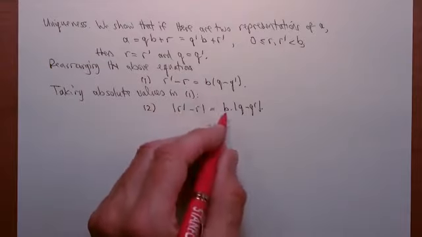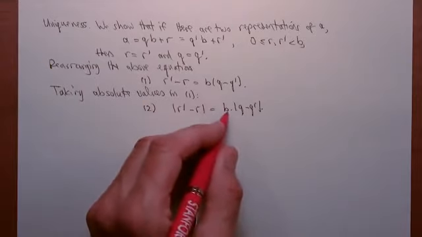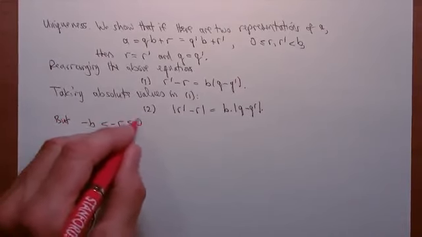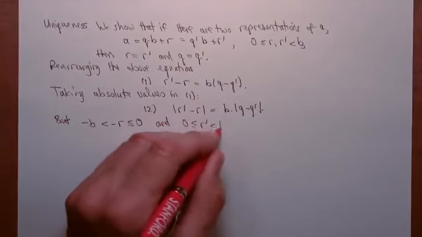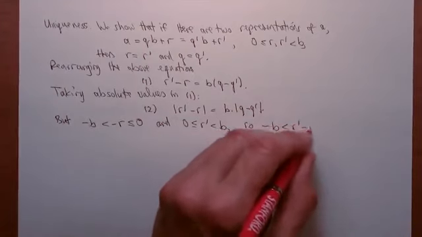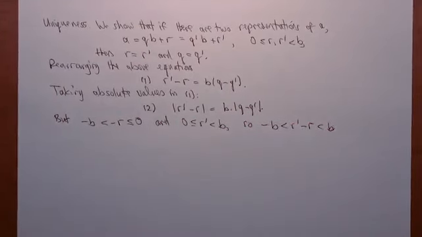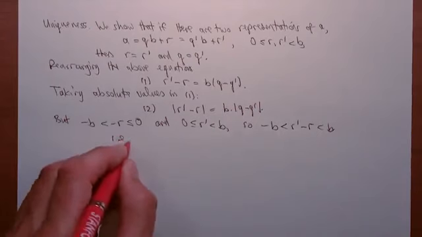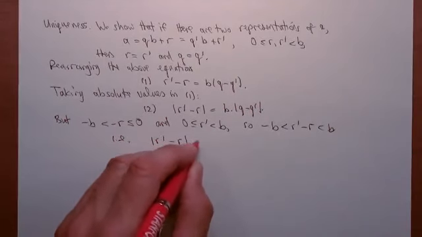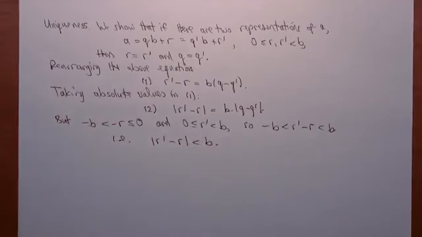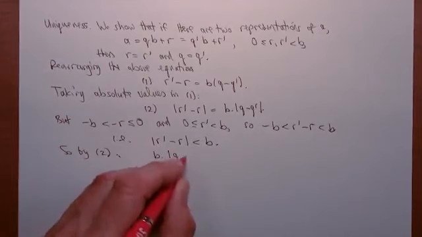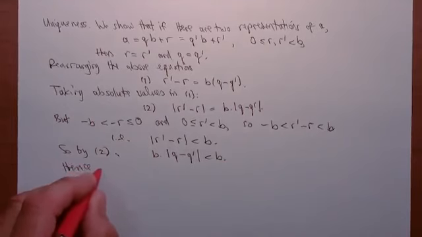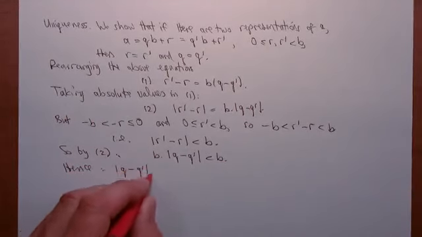b is positive, remember. So when you take absolute values, b remains the same. But negative b is less than negative r, which is less than or equal to 0, and 0 is less than or equal to r prime, which is less than b. So negative b is less than r prime minus r is less than b. Well, if r prime minus r is between negative b and plus b, that means that the absolute value of r prime minus r is less than b. So by 2, b times the absolute value of q minus q prime is less than b. Well, I can divide by b now to give me the absolute value of q minus q prime is less than 1.